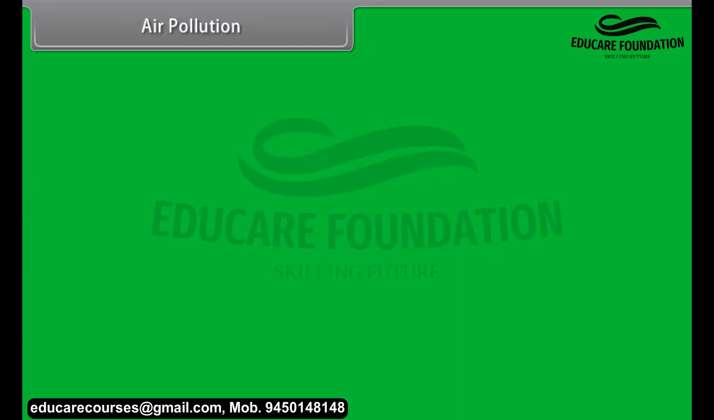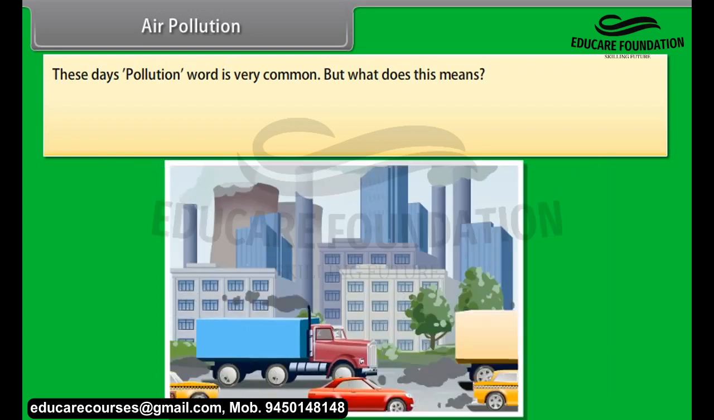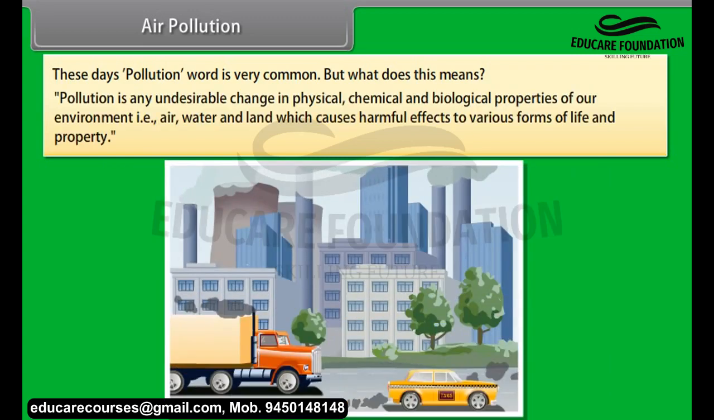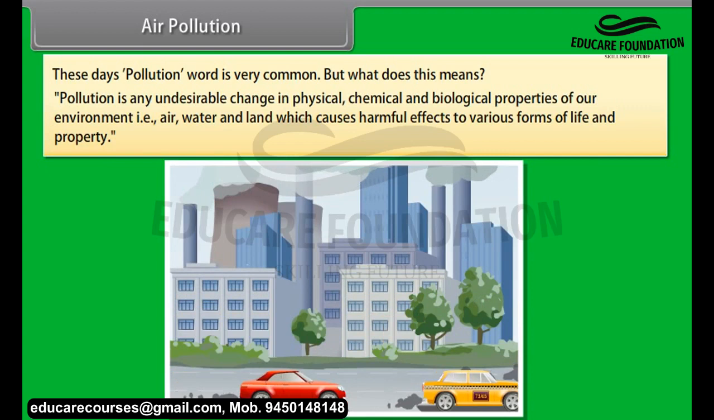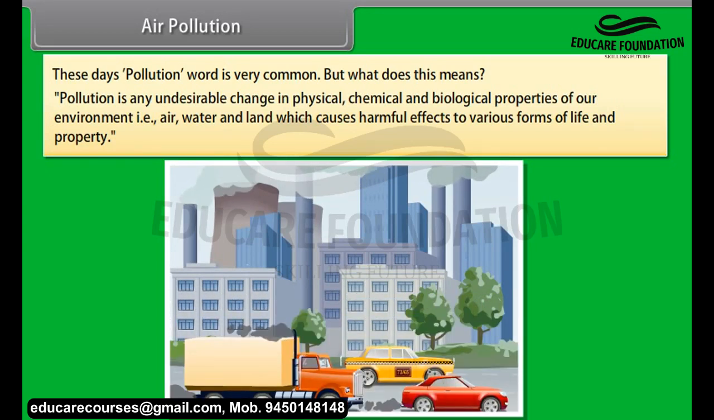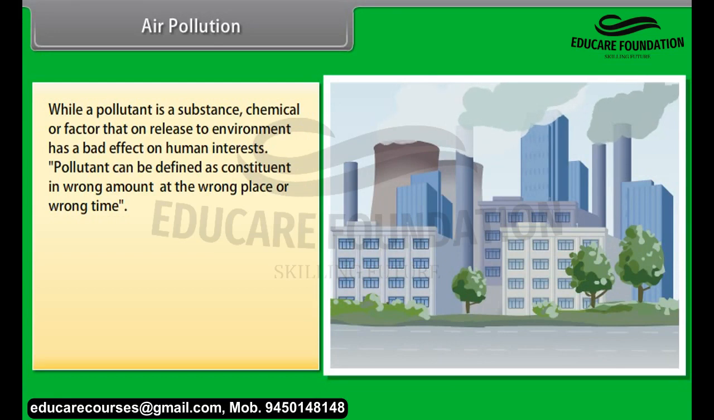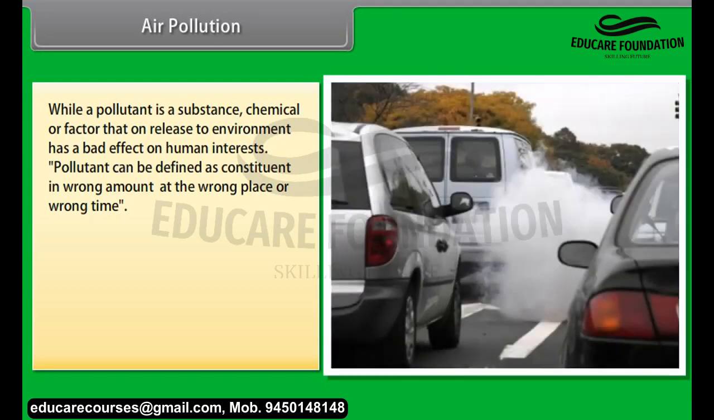Air pollution. These days, the word pollution is very common. But what does this mean? Let me tell you. Pollution is any undesirable change in physical, chemical, and biological properties of our environment, that is, air, water, and land, which causes harmful effects to various forms of life and property. While a pollutant is a substance, chemical or factor that on release to environment has a bad effect on human interests.